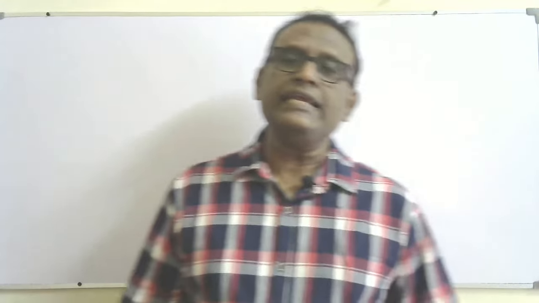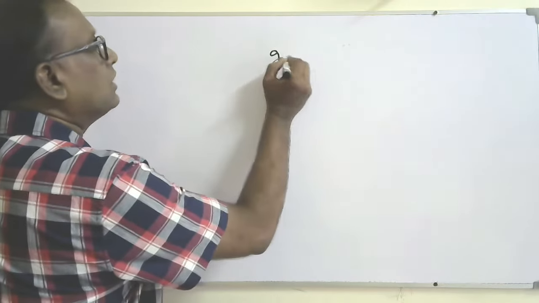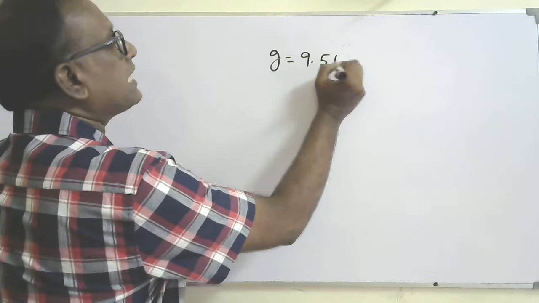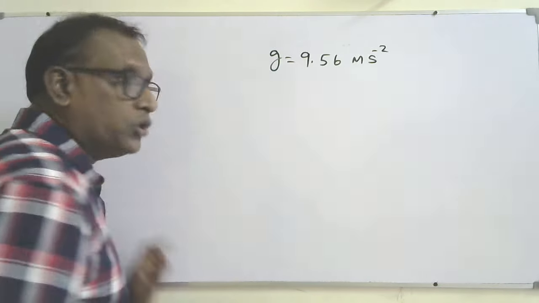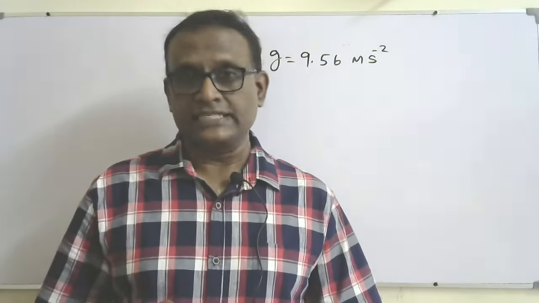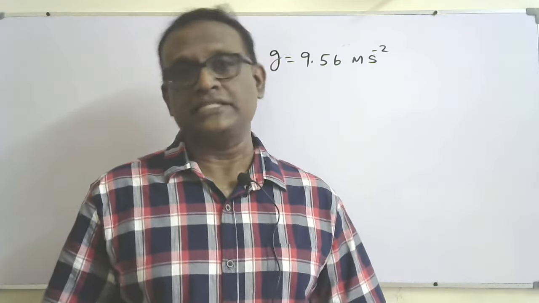Why are we interested in these percentage uncertainties and percentage differences? The reason is that whatever practical you do, finally you need to give a conclusion for your practical. Say, for example, you are measuring the gravitational acceleration using a simple pendulum. There you get a value for gravitational acceleration, say g is equal to 9.56 meter per second squared. But we know the actual value of gravitational acceleration is 9.81 meter per second squared, right?